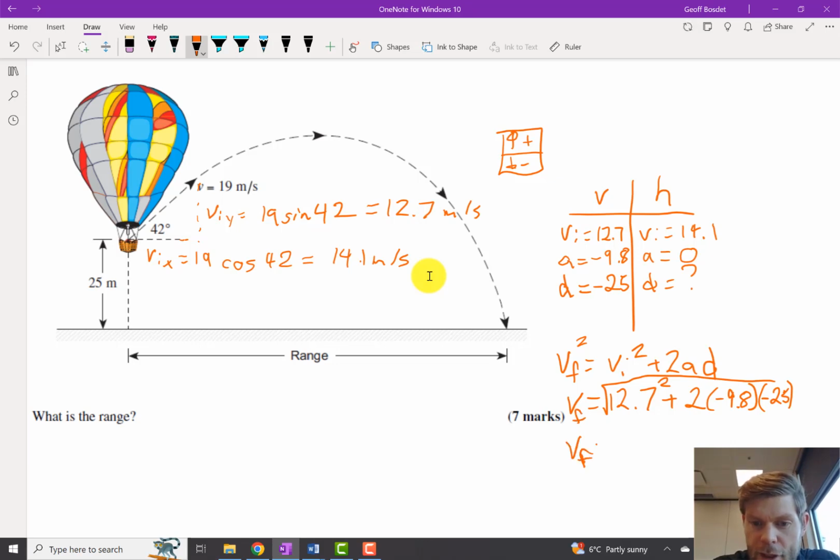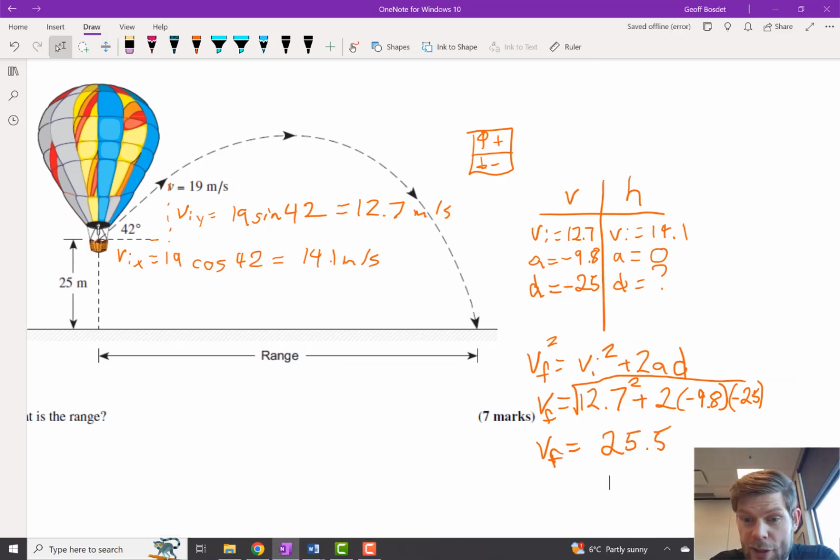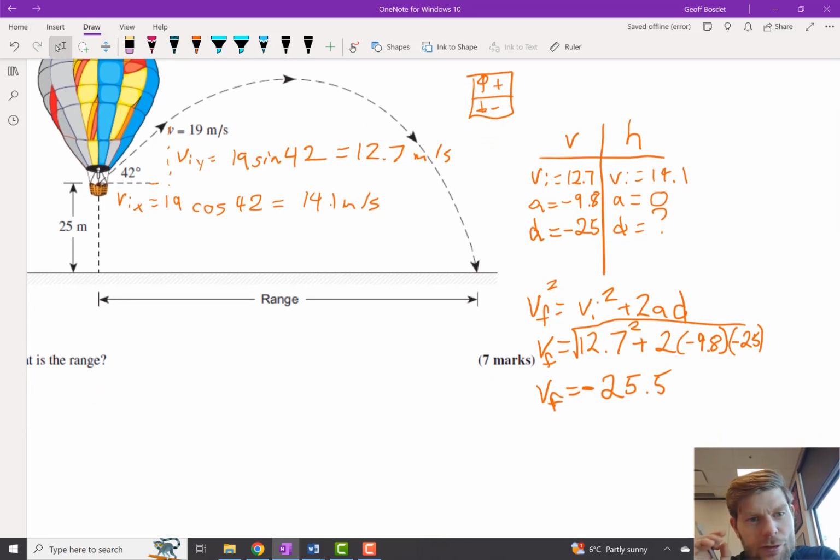Now, when I put that in my calculator, I got 25.5. But I did have to take a square root when I did it. And anytime I take the square root, just like the square root of 4 can be 2 or negative 2, but your calculator will only ever say 2, I need to decide whether this should be positive or negative. And I said negative was down. Do I think it was moving down right before it hit the ground? Heck yeah. So I'm going to make that negative. So this is a negative we figure out because of logic. So careful with that. Anytime you take a square root, you gotta think it through.